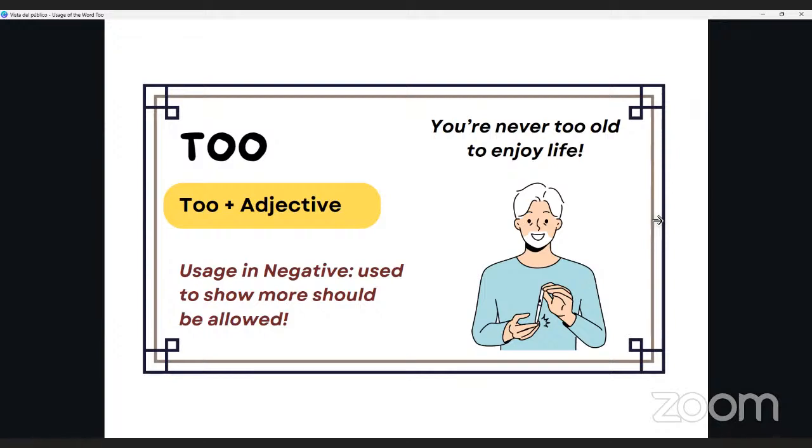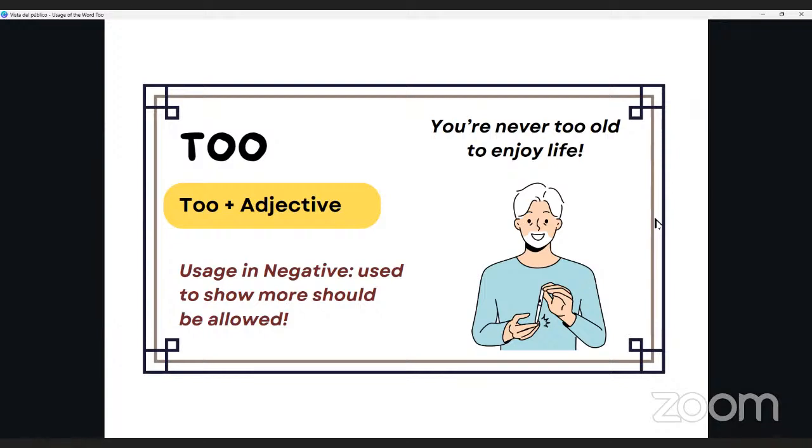Yes. To plus adjective. Usage in negative. Use it to show more shall be allowed. You're never too old to enjoy life. Very, very good. So, thank you, Aranza.